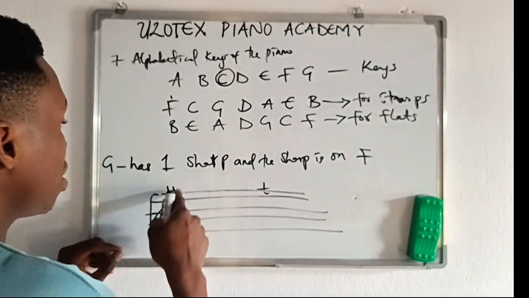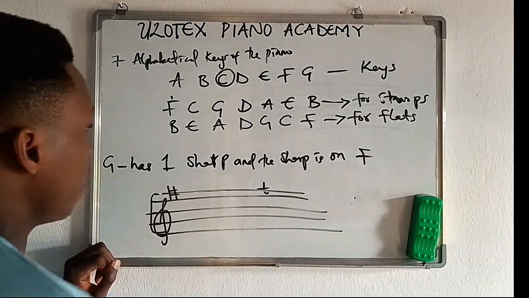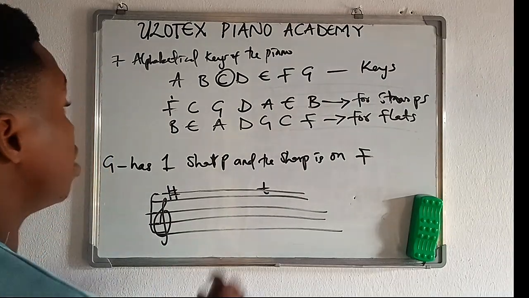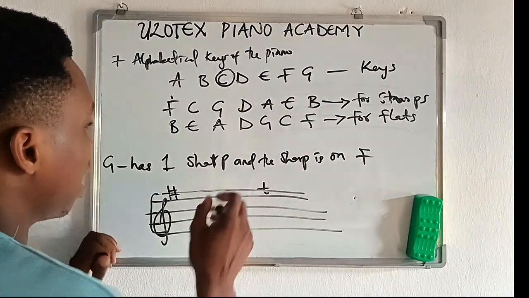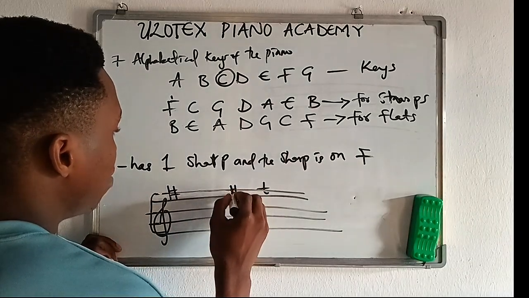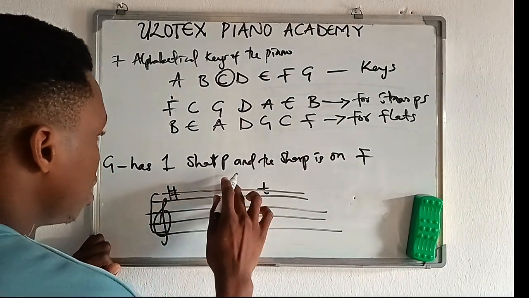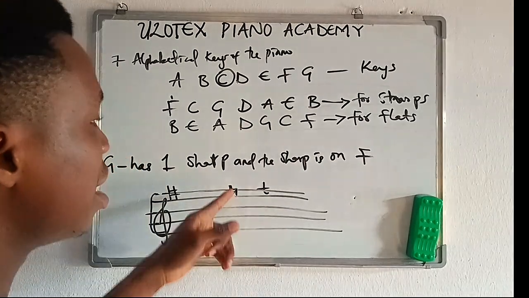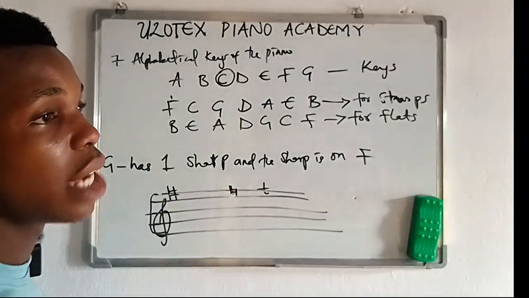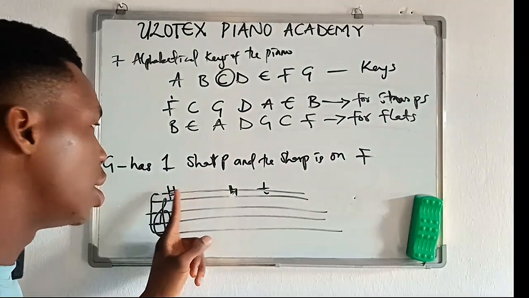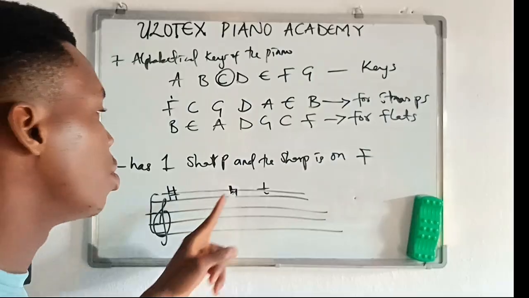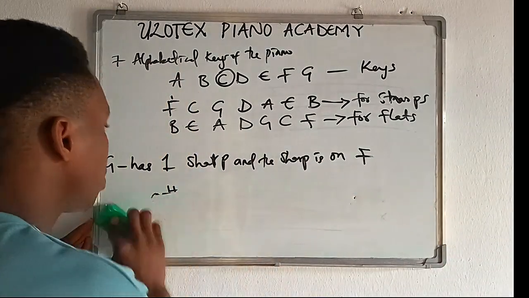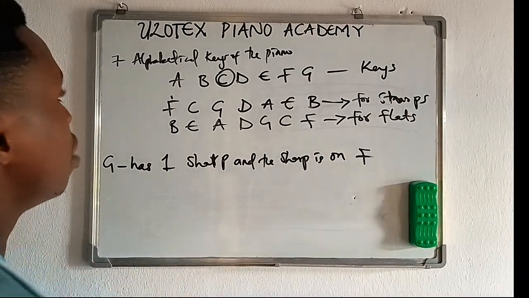Unless, just like they have already done here, you might come to a place and you see a natural. If a natural comes in, that means it is neutralizing that sharp that you have had since the piece started. So this is the simple way to understand the keys. Now this is for key G. So we stop at G.